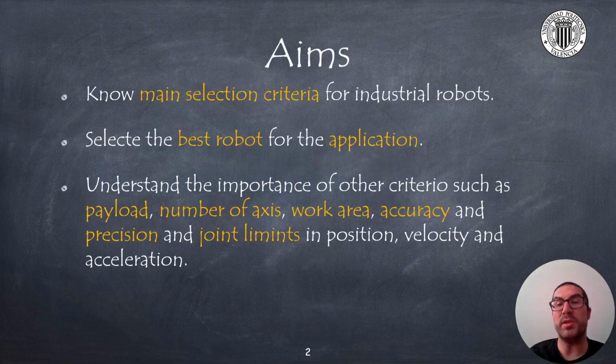The aims of the presentation are, on the one hand, to know what the main criteria are to select an industrial robot, the application for which it is going to be used being one of the most important criteria, which will mainly affect the robot type. On the other hand, we will also understand the importance of other criteria such as payload, number of axes, work area, accuracy and precision, as well as joint limits in position, speed or acceleration.